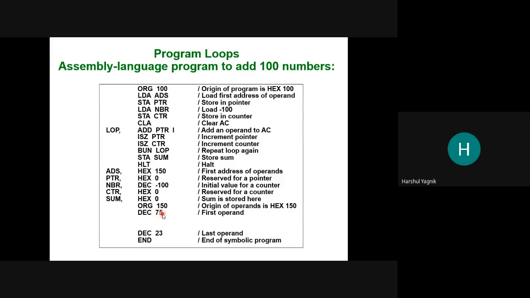And then end of the code, end of the symbolic program. So here the program is over here, different labels are these, and the operands at the memory location, they are this. Is that clear? Please write in the chat box.